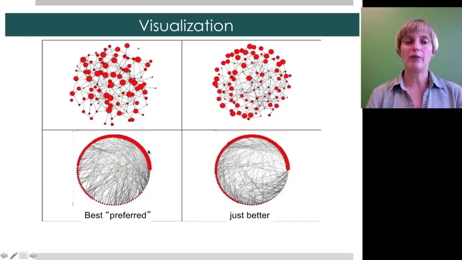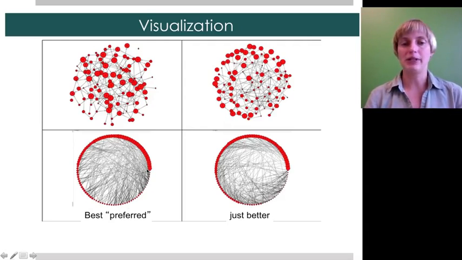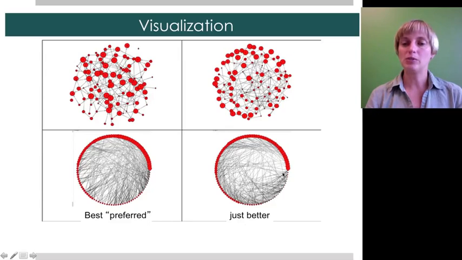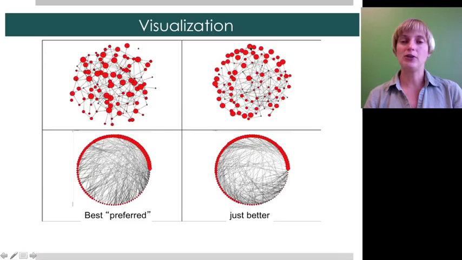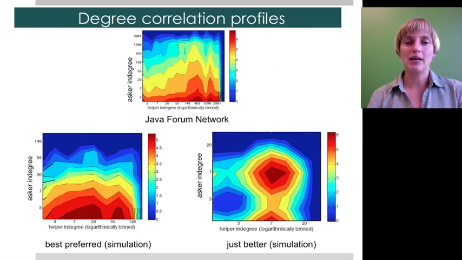In the best preferred network, you can see, so this is a circle layout where I've just ordered the nodes by the expertise that we assign them in the simulation. And you can see a lot of the questions are answered by the experts. And also, here they're shown as larger nodes. They're more central in the network. Here with the just better, you can see that the twos are answering the ones, the threes are answering the twos, etc. And in fact, the experts are kind of being pushed to the periphery of the network. And so it makes sense.